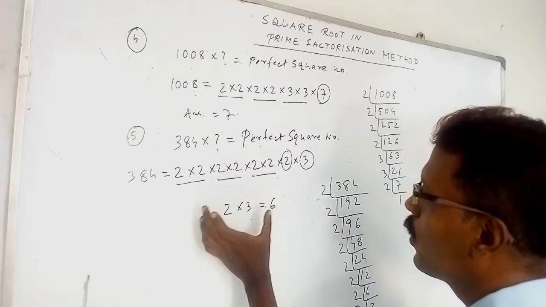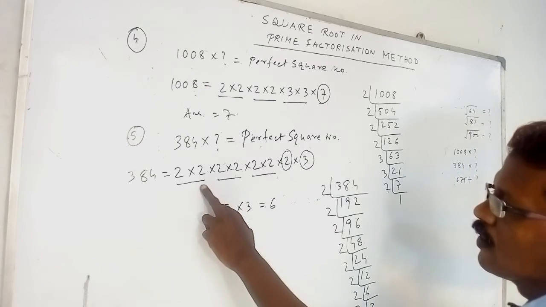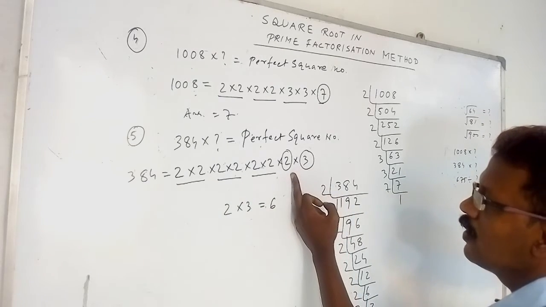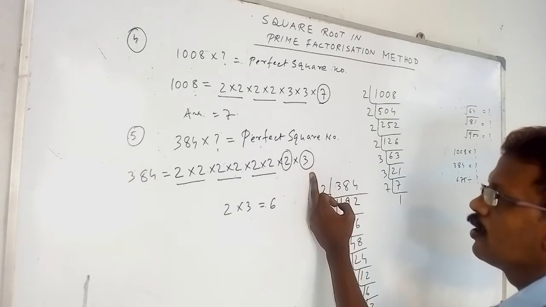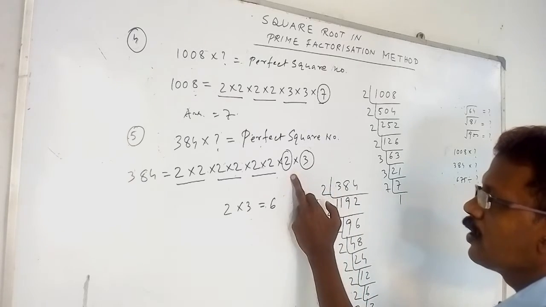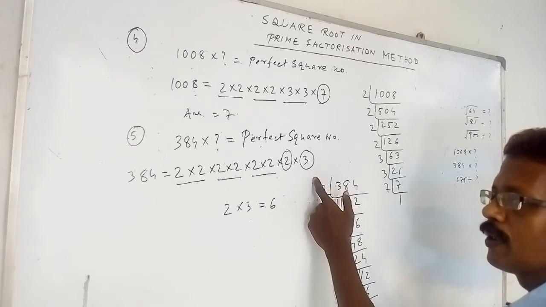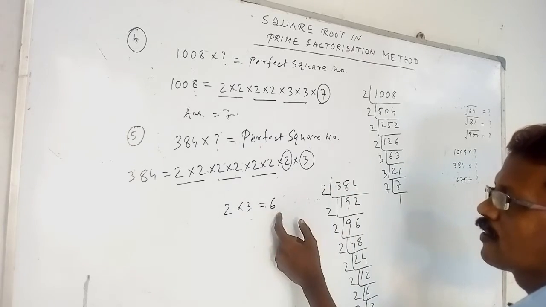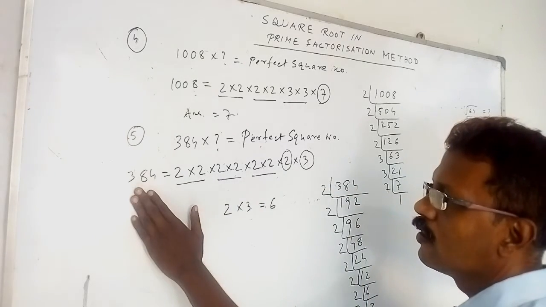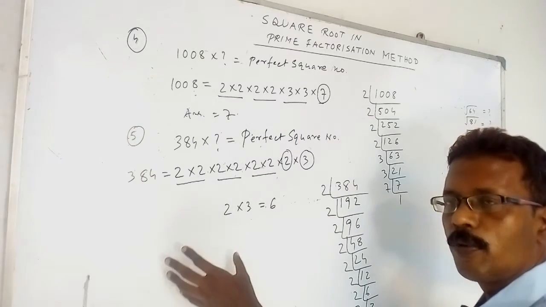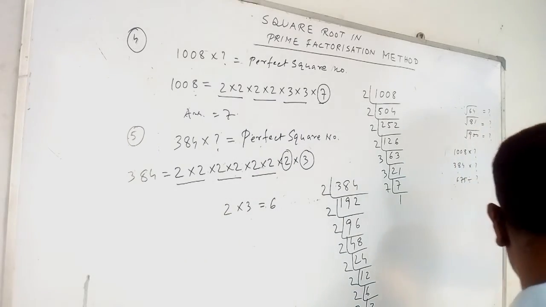Again, look at this point. This is a pair, this is a pair, this is a pair, and there is a single 2 remaining and a single 3 remaining. Therefore, to make it a pair, you have to put another 2 and another 3. So 2 and 3, 6 is to be multiplied with 384 to make it a perfect square number. Now let's proceed to the last sum of this video.